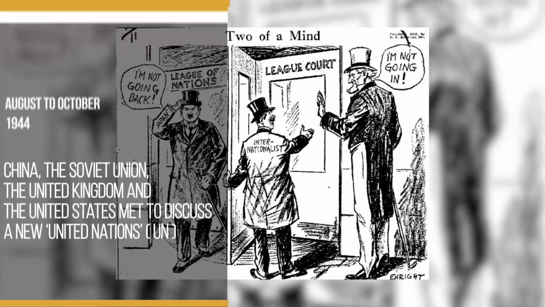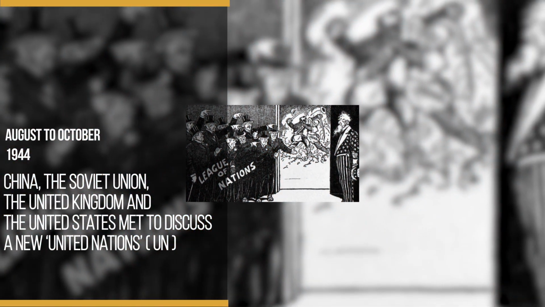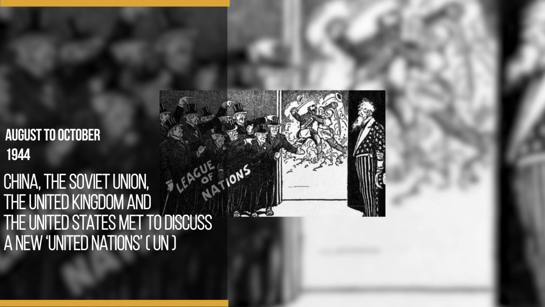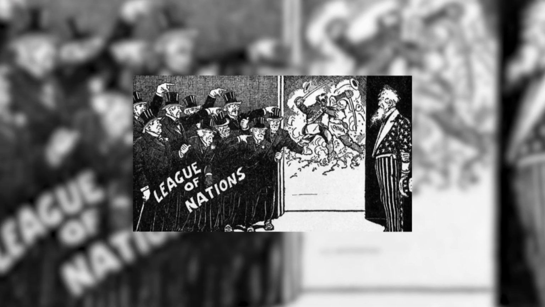During August to October 1944, representatives from China, the Soviet Union, the United Kingdom, and the United States met to discuss a new United Nations to replace the League of Nations, in order to stop future wars and provide a platform for dialogue between countries.